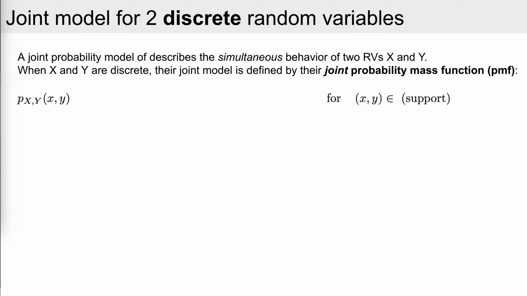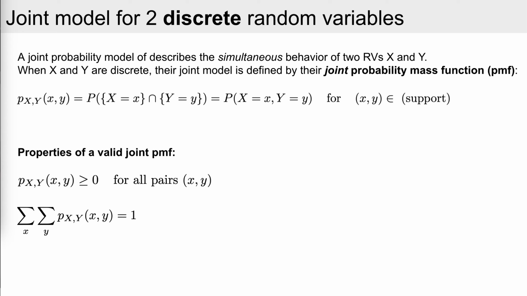Its support consists of possible pairs of outcomes little x and little y. By definition, the joint PMF at the pair little x and little y is the joint probability that random variable X equals little x and random variable Y equals little y. In shorthand, we can express this joint probability using a comma between these two events of interest.